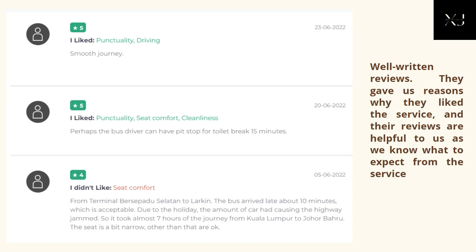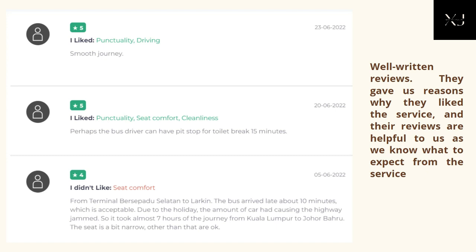seat comfort. Okay, from Terminal Bersepadu Selatan to Larkin, the bus arrived late for around 10 minutes, which is acceptable. Okay, for this person, the punctuality is just 10 minutes late is fine. Okay, but due to the holiday, the amount of cars caused the highways to be jammed. So it took almost 7 hours of the journey from KL to JB. The seat is a bit narrow. Other than that, everything else is okay.